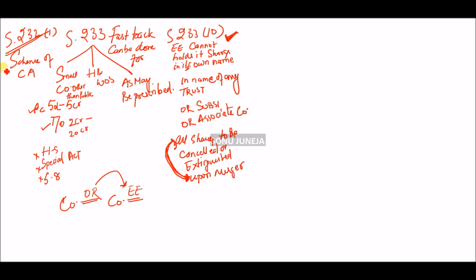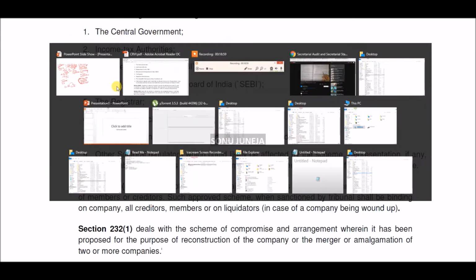So scheme of compromise and arrangement ये है. 233 has to be dealt with fast track merger amalgamation without the approval of NCLT. अब ये कौन कर सकती हैं? स्मॉल कंपनीज. अब स्मॉल कंपनीज कौन होती हैं ये मैं आपको रिलायबल सोर्स से दिखाता हूँ.